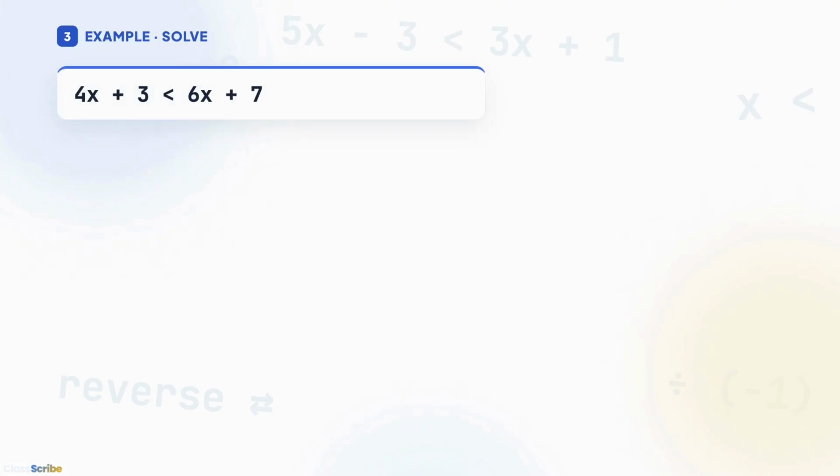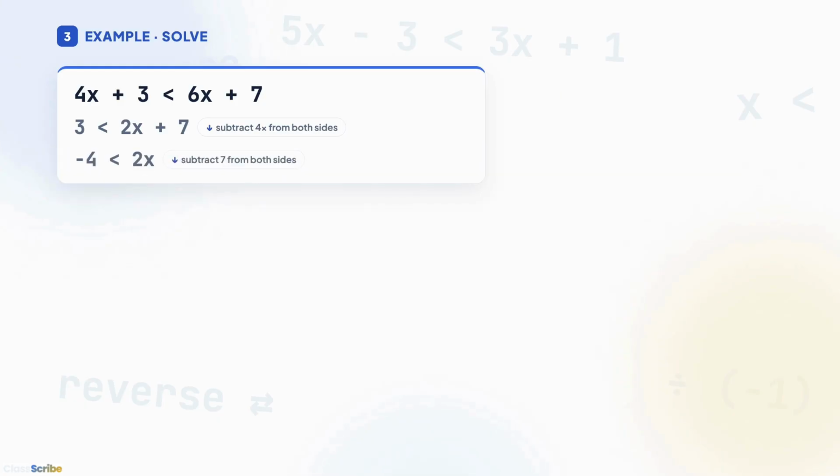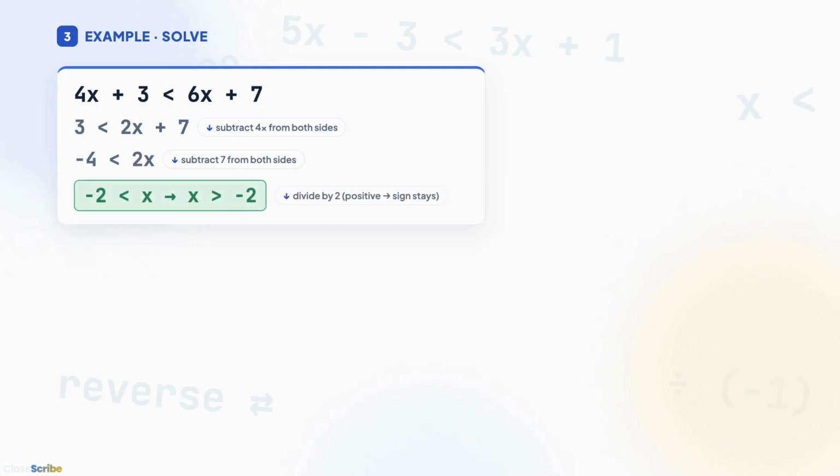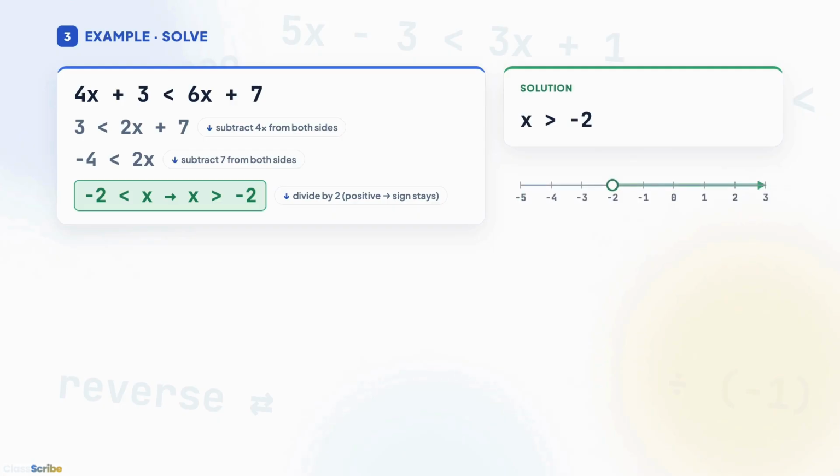Now consider one more example. 4x + 3 < 6x + 7. Subtract 4x from both sides. We get 3 < 2x + 7. Next, subtract 7 from both sides. This becomes -4 < 2x. Finally, divide by 2 to obtain -2 < x, or simply x > -2.